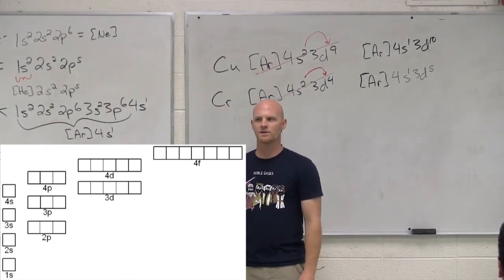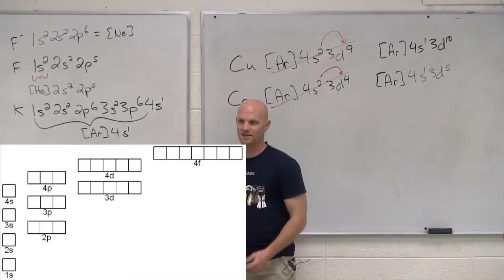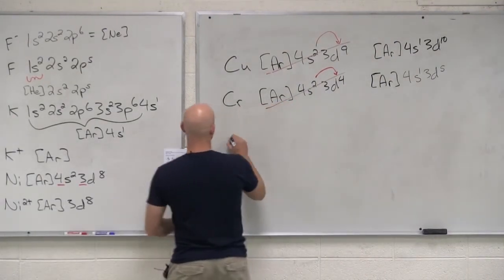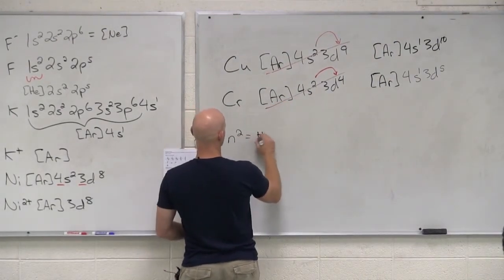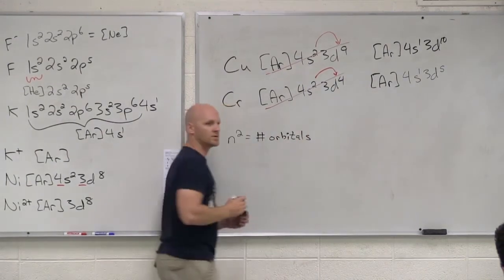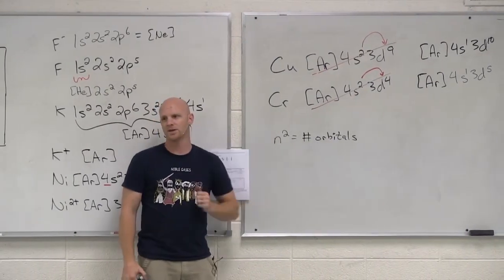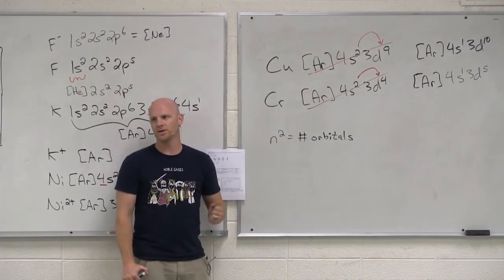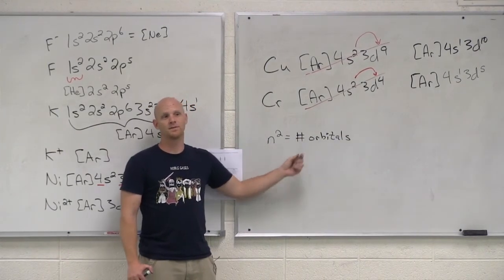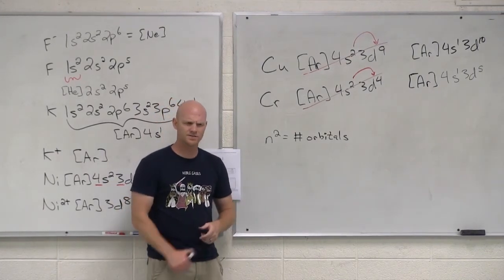Guess how many in the fourth shell? 16. Yeah. It's always the shell number squared. So notice n squared equals the number of orbitals in a given shell. In the first shell, 1 squared, there's only 1 orbital. In the second shell, there's 4 orbitals total. In the fifth shell, there would be 25 orbitals total, including some of those G's we don't ever consider.